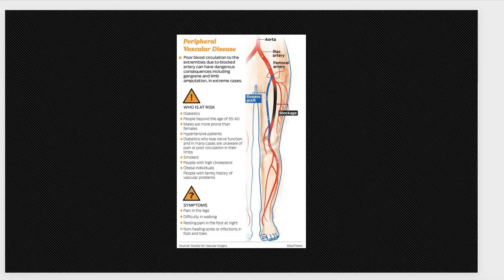So what patients are at risk of developing peripheral vascular disease? These are diabetics, people over the age of 55 to 60s. Males are more prone than females, hypertensive patients, smokers, people with high cholesterol, and obese individuals.